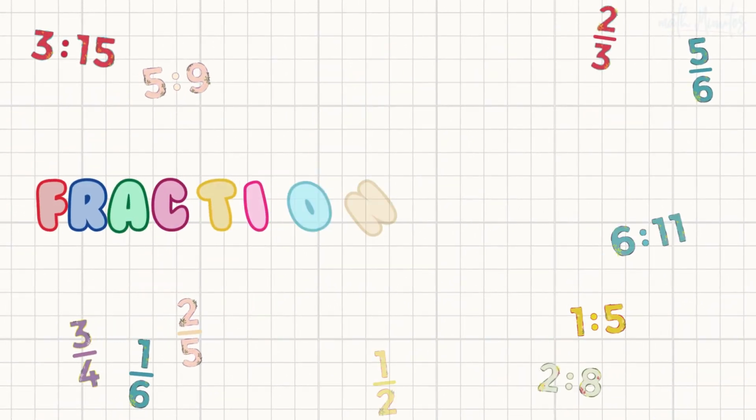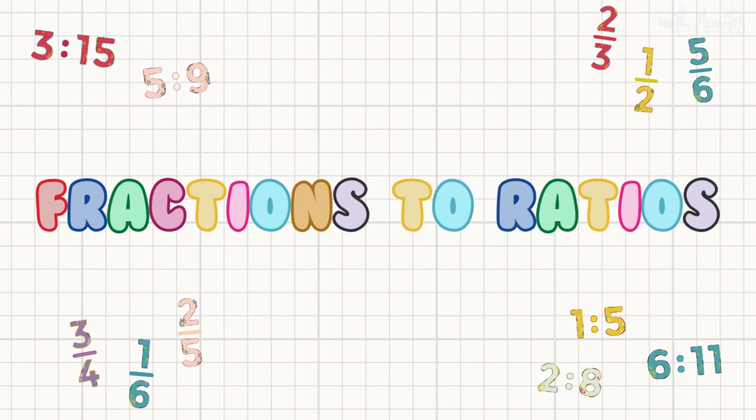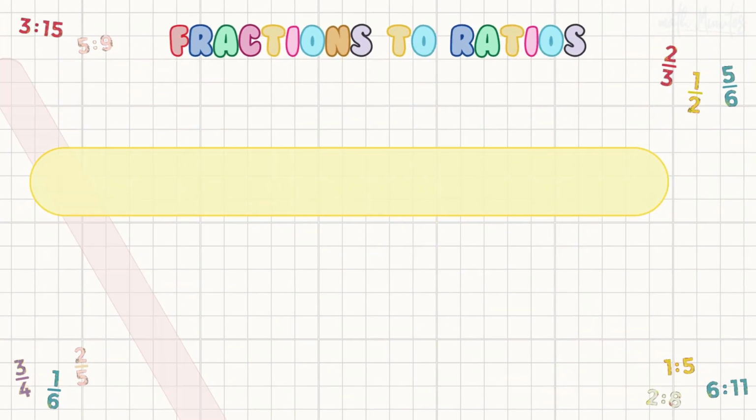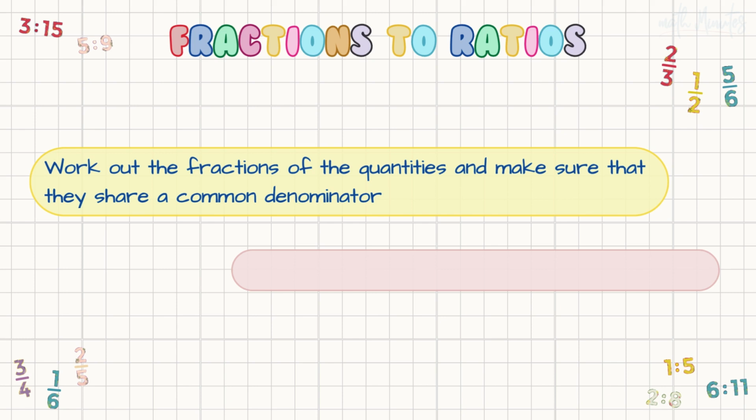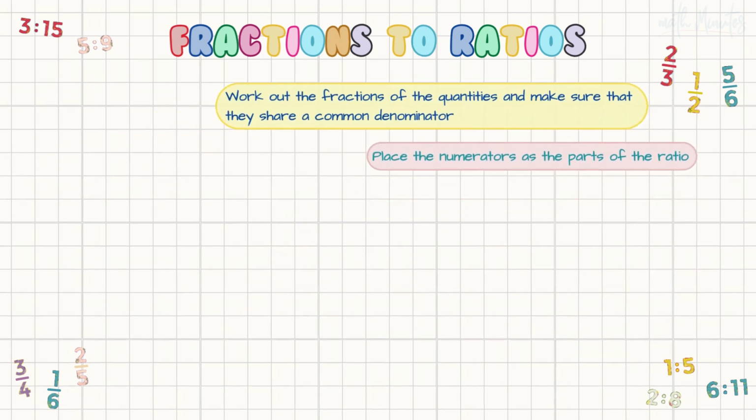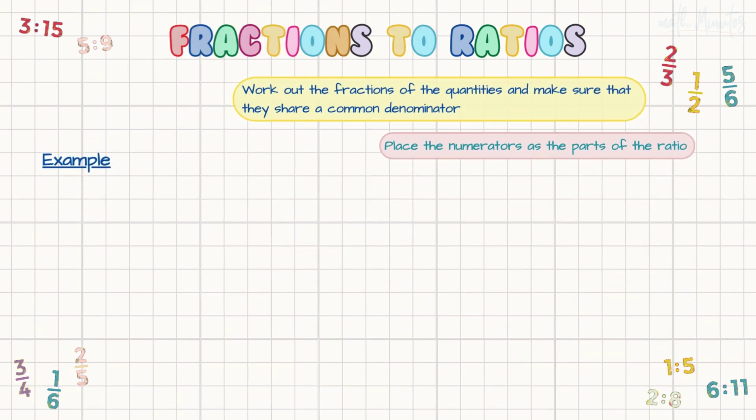In much the same way, we can convert fractions into ratios. In order to do so, we work out the fractions of the quantities that we're interested in and make sure that they all share a common denominator. Then, it's simply a case of the numerators being the parts that go in the ratio. Let's consider an example to better understand this.